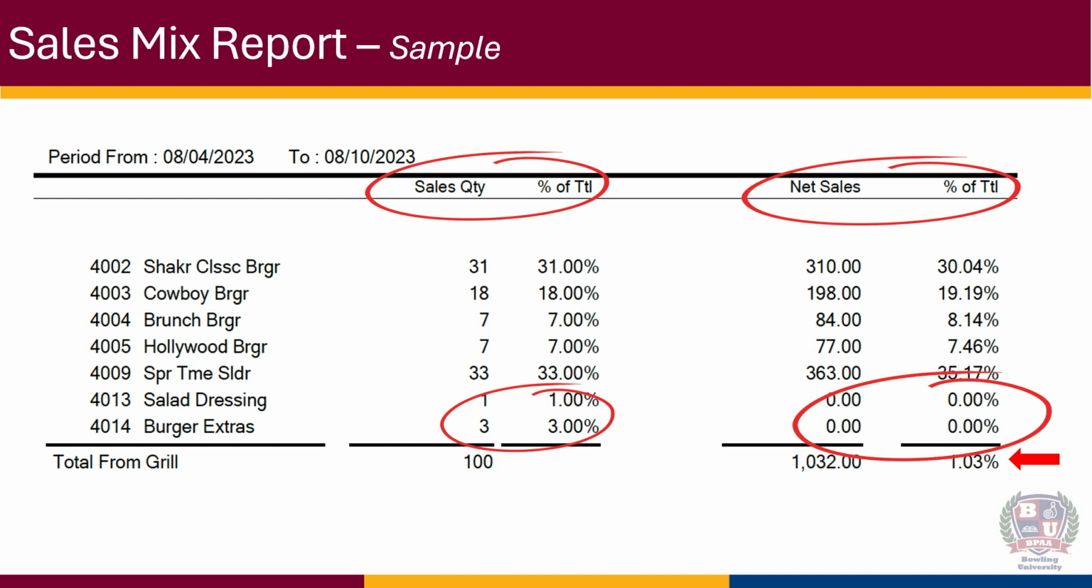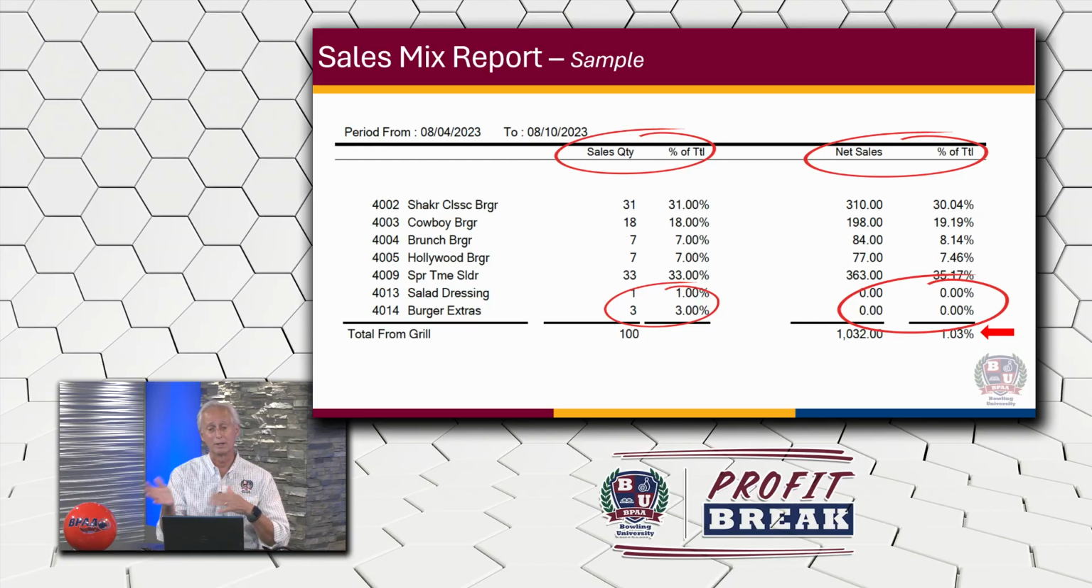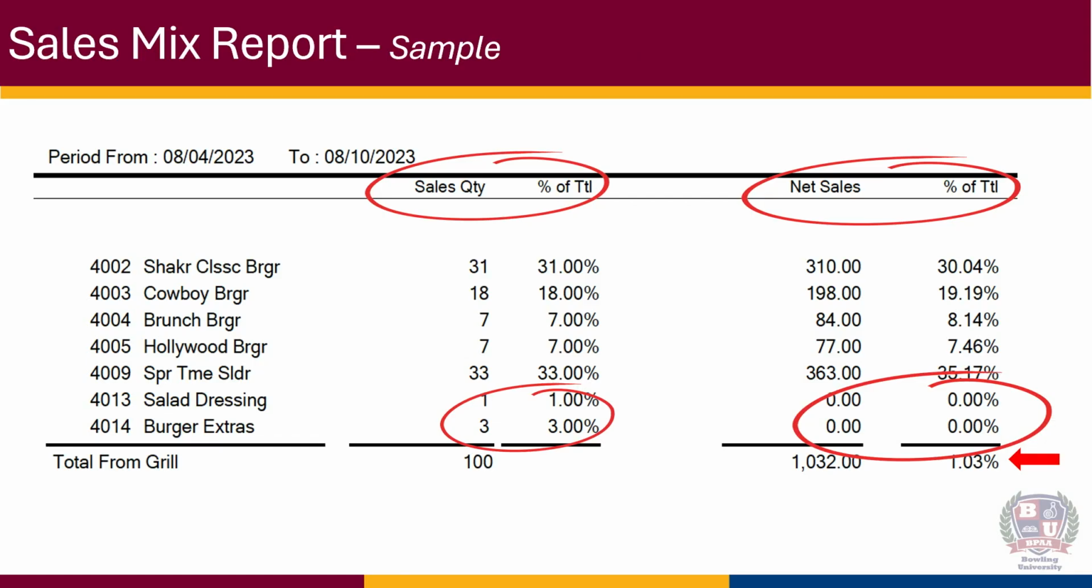So you see the sales quantity, they had one of the extra salad dressings, three of the extra burgers. So that impacts the sales quantity ranking because those are included in there. Really important thing is shifted over to the net sales, and you can see where those are zeroed out. So within that category, 35% of my revenue came from the spare time slider. Okay. This is a one-week snapshot.